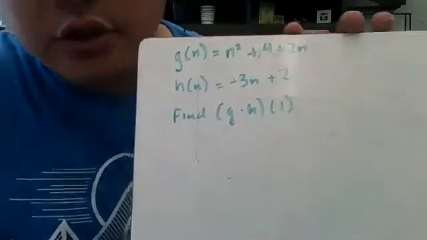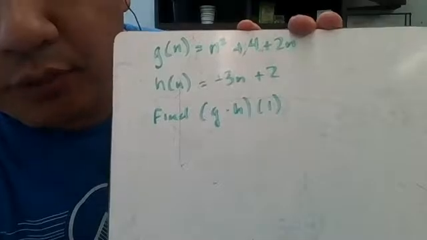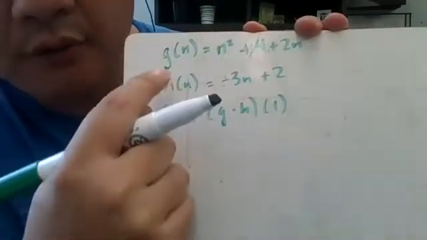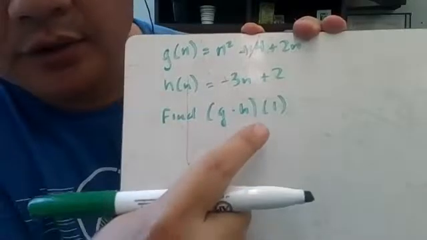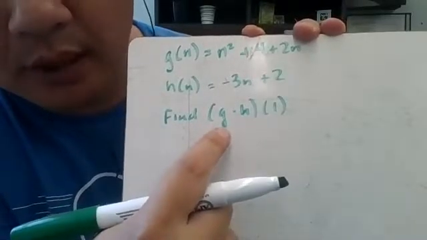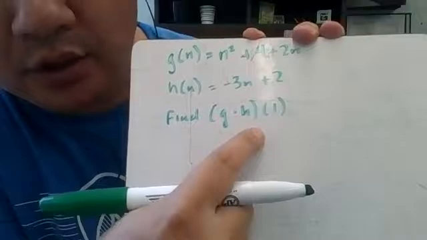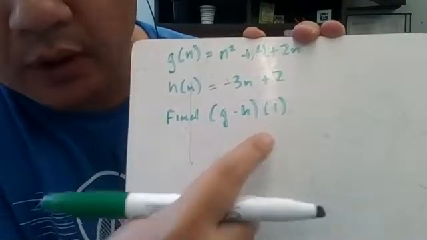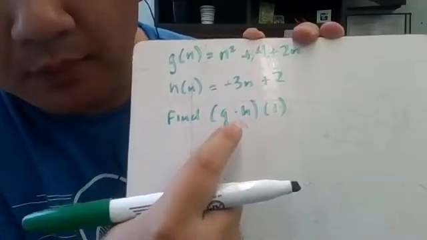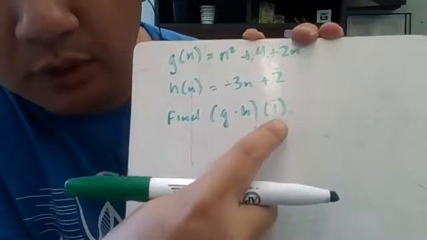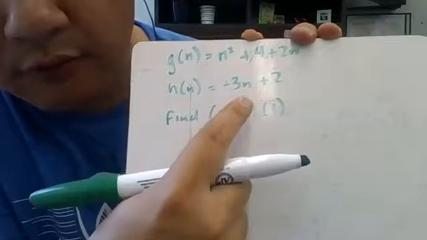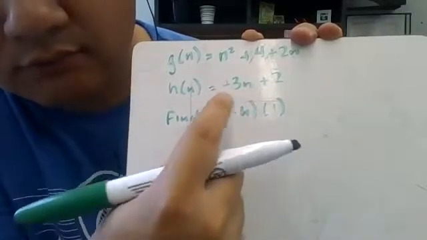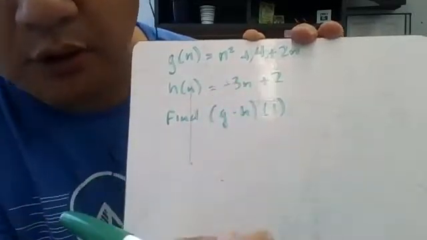Hello. Okay, so let's try to solve this problem right here. You have the g function and the h function right here. In this case, you have to multiply g times h, and you have a 1 right here. Whenever you're multiplying both functions, what you have to do is plug in the 1 for the n and solve the expression right here.